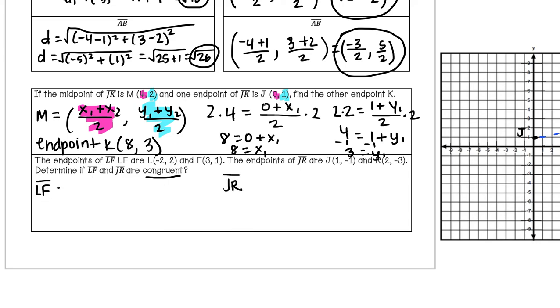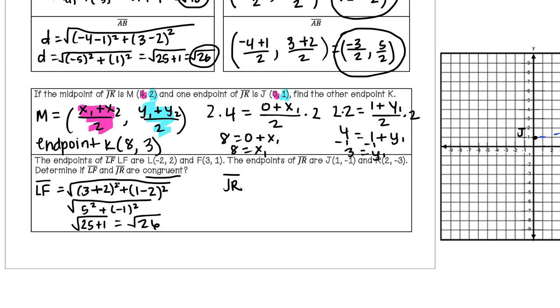So to use that, we're going to plug into our distance formula. My x2 for the first one is 3, and my x1 was -2. So I needed to subtract a negative. Remember, that just means we end up adding it. We take our y2, which is 1, and subtract our y1, and then square that. This gets me 5 squared plus -1 squared, which is the square root of 25 plus 1. So a final answer of the square root of 26 for our distance of LF.